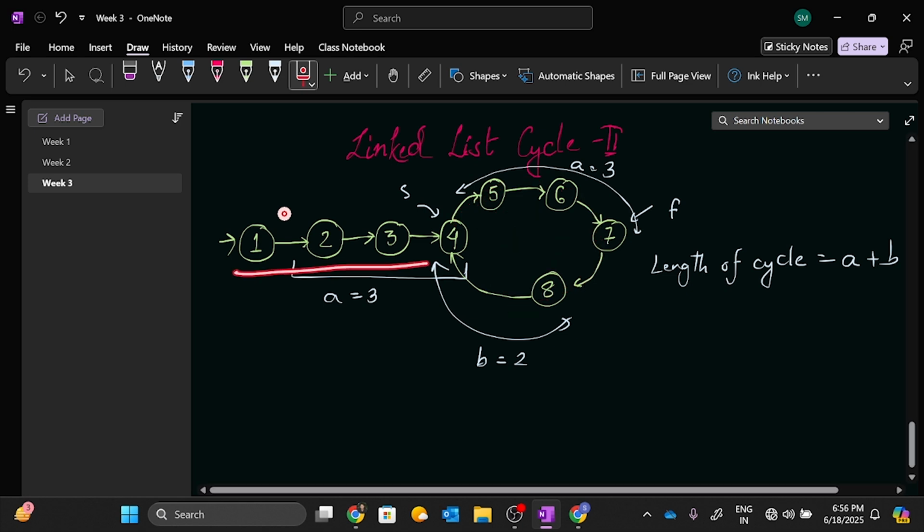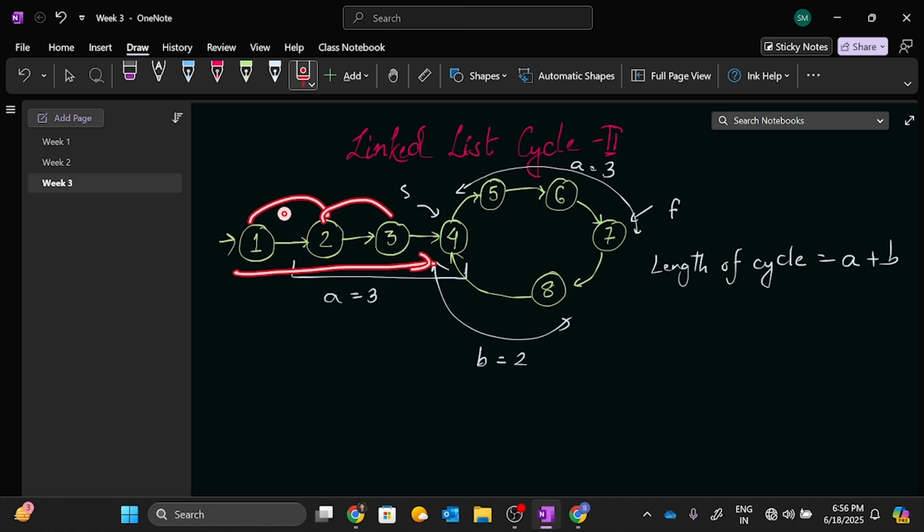And also we took that A number of jumps will make you move to the starting point. So at the point where they met, the fast needs to jump 3 times in order to reach the starting point. And when they were meeting, I moved my slow to the starting position, after which it had to move 3 times only to reach this starting point. And at the starting point only both of them will meet.